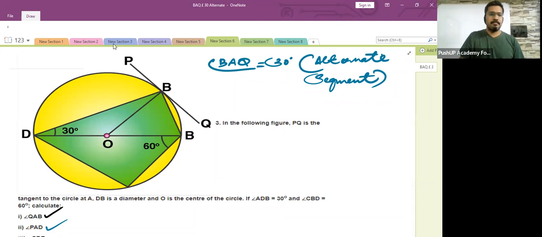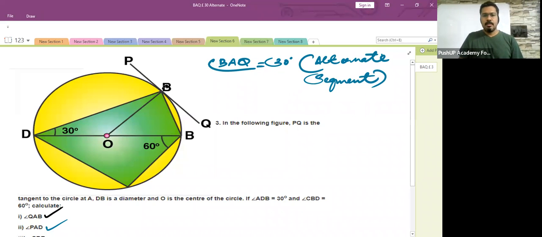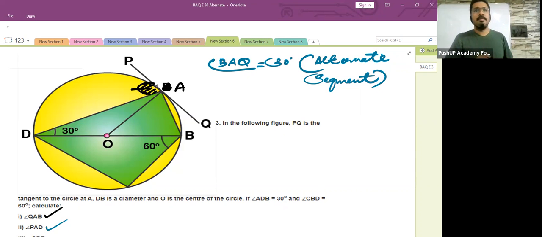Children, now listen. You were asked to find which angle? This angle, right? Angle PAD. What is angle PAD? May I know? Express it. Every time I have a way of expressing things, right? What is it?